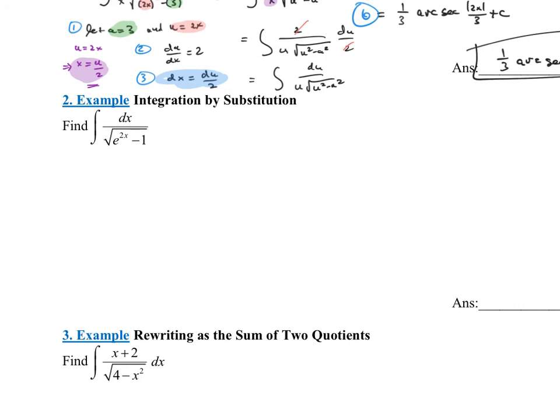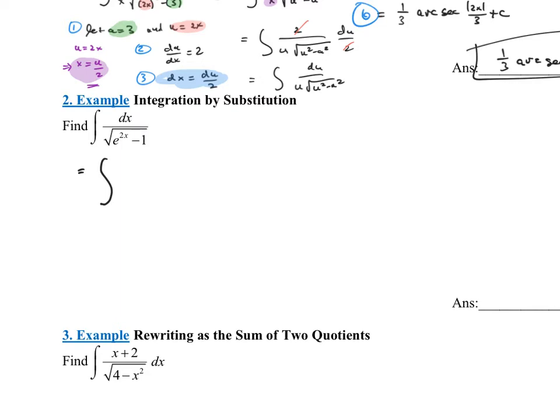Okay, let's move on to example 2 here. So example 2 is find the antiderivative of dx over the square root of e to the 2x minus 1. And so what I really want to do is see that, look, this definitely can't be a U-substitution. If I used U-substitution, it would be e to the 2x minus 1, but I most certainly don't have the derivative of that to simplify out anywhere. So U-substitution is not the technique.